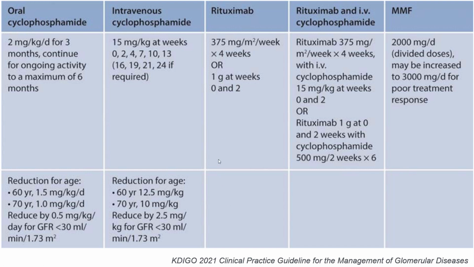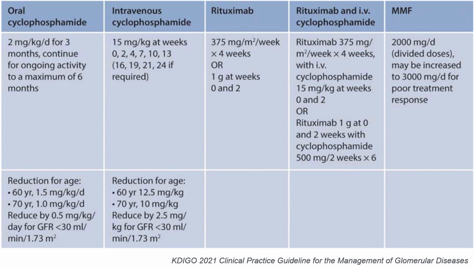If you are going to use induction with rituximab, you can use either 1 gram at weeks 0 and 2, or 375 milligram per meter square per week for 4 weeks. If you are going to combine rituximab and IV cyclophosphamide, you can use either dose of rituximab, the 375 or the 1 gram, with cyclophosphamide 15 milligram per kilogram per dose.